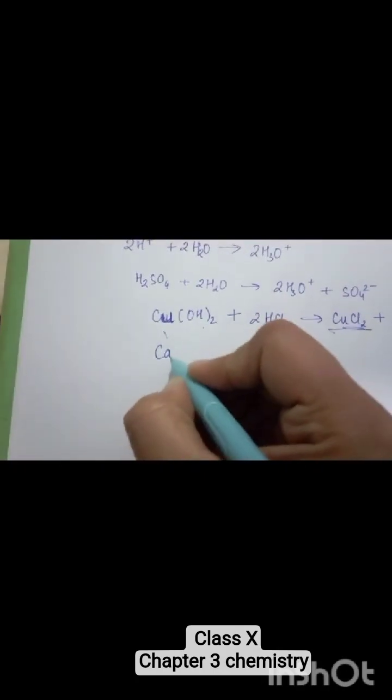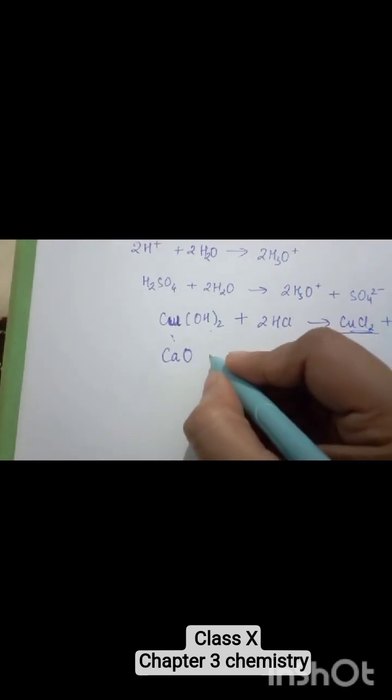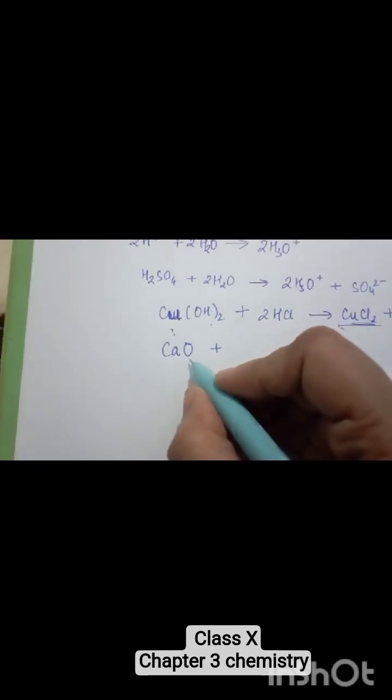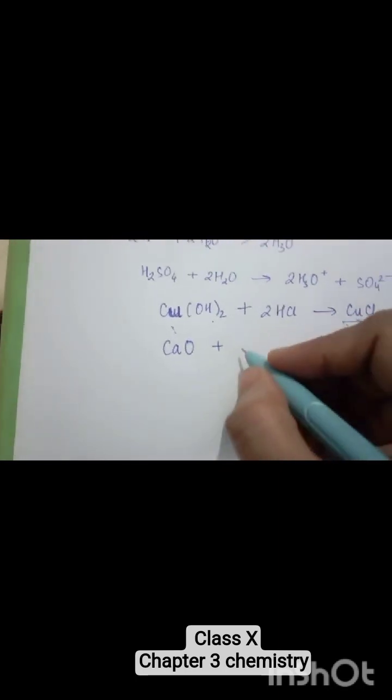Similarly, you can take metal oxide also. Metal oxide is also a base, na? Metal oxide as well as hydroxides, both are bases, okay. So here I have taken calcium oxide. Calcium is a metal and its oxide is calcium oxide, CaO.